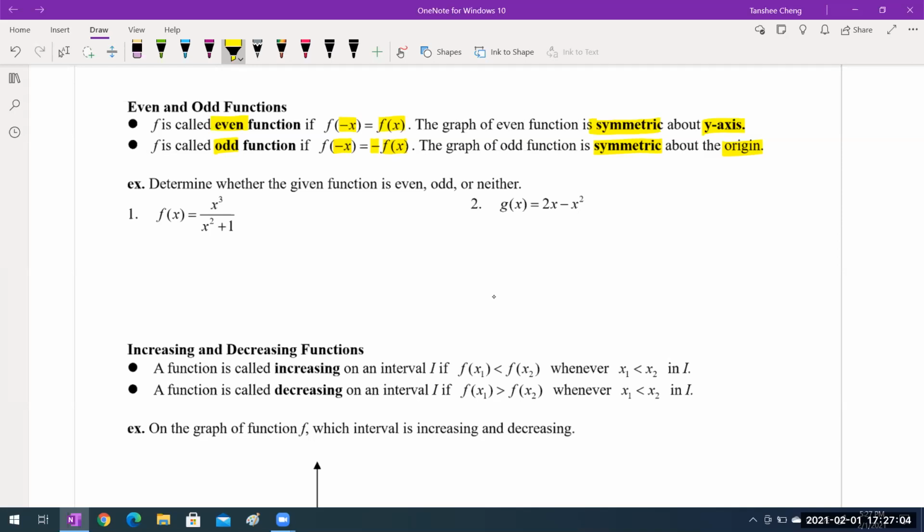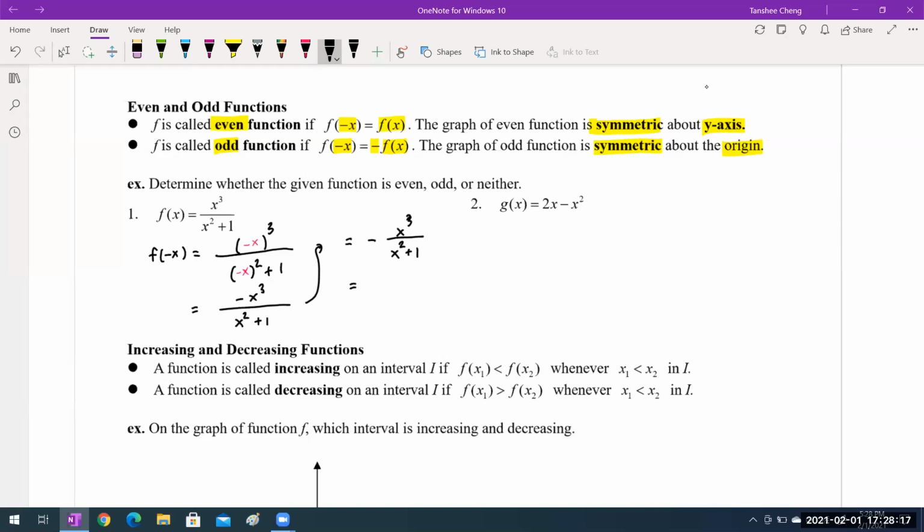And this is going to help us speed up on graphing, I would say. So let's take a look at determining even and odd functions for the next two examples. What we're going to do is substitute negative x into the original function and see what we get. So let's try to simplify that.